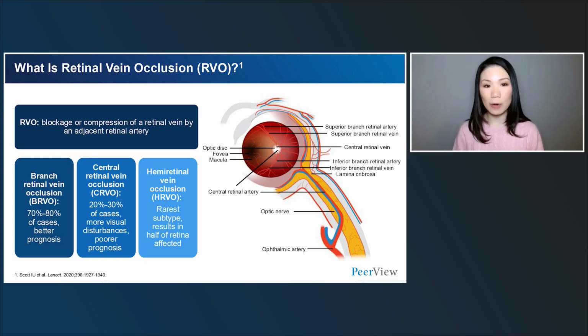Now, I want to talk a little bit more about retinal vein occlusion itself, because I think it's one of the most fascinating diseases. First of all, let me just point out that it's the second most common retinal vascular disease, but it's sort of like the stepchild of retinal diseases.